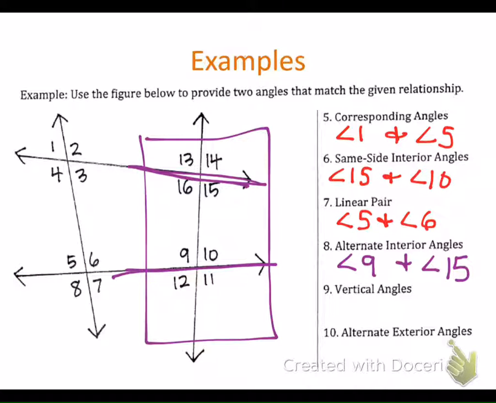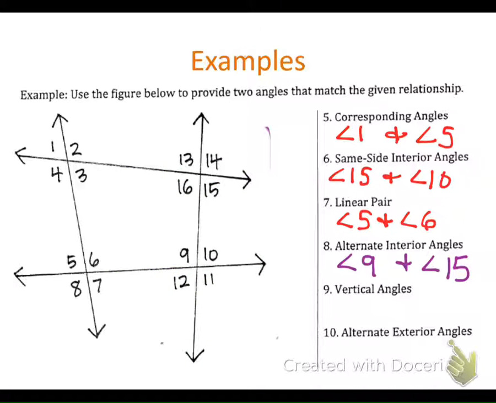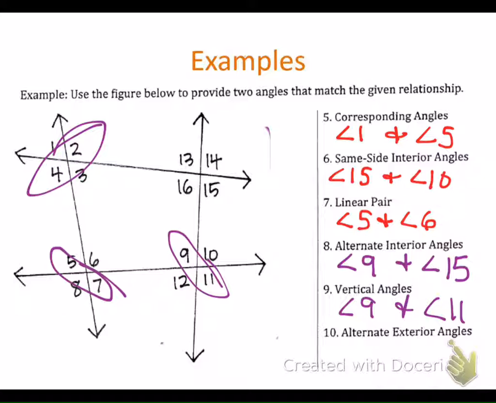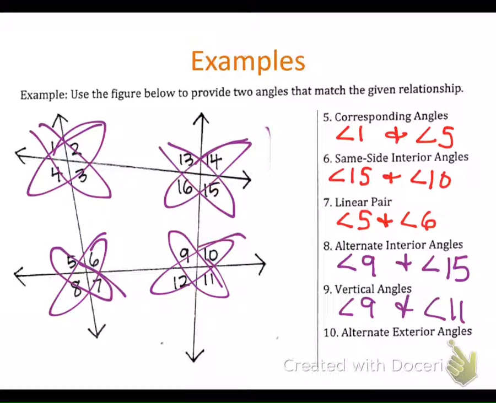So they're on different sides of this line, so that's where it's alternate. And they're both inside these parallel lines. They're what from each other? Equal, or across, yeah. 9 and 11 would work. 4 and 2 work. 5 and 7 work. 6 and 8. 1 and 3. Anything that's across from each other works.